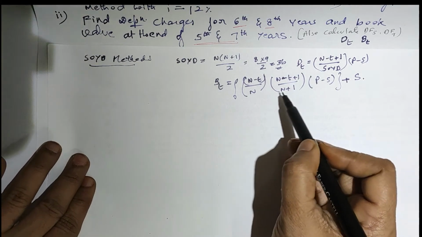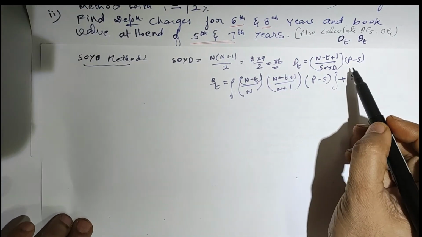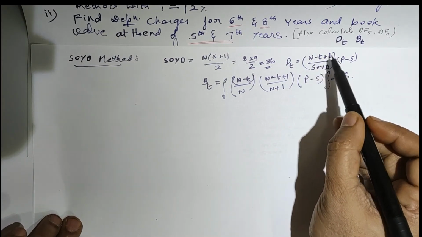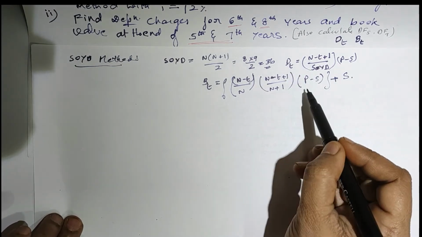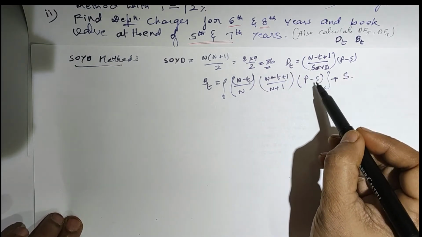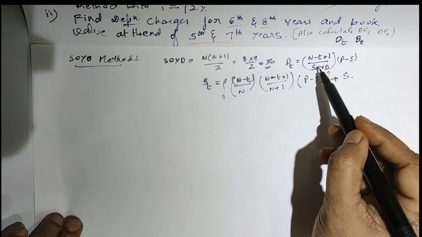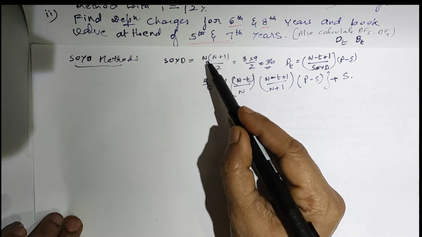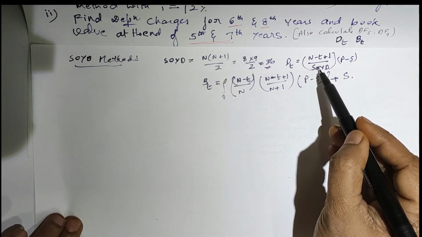So how to remember this? You may feel this to be a bit lengthy. Think that this you have already remembered, so this is just a small extension. P minus s remains the same. N minus t plus 1 as it is. SOYD is nothing but n into n plus 1 divided by 2. Remove this 2, it's only n into n plus 1 here, you think.